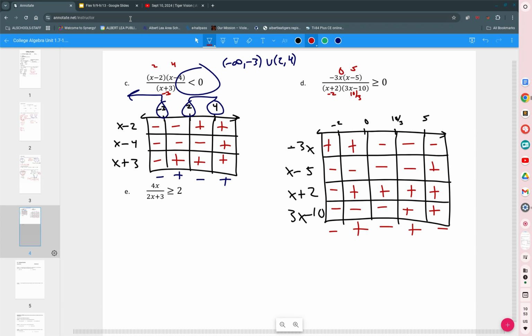Okay, so different ways of organizing it. I got a negative, positive, negative, positive, negative. Okay? Are you wondering where it's positive or are you wondering where it's negative? Positive. Positive because of that sign.